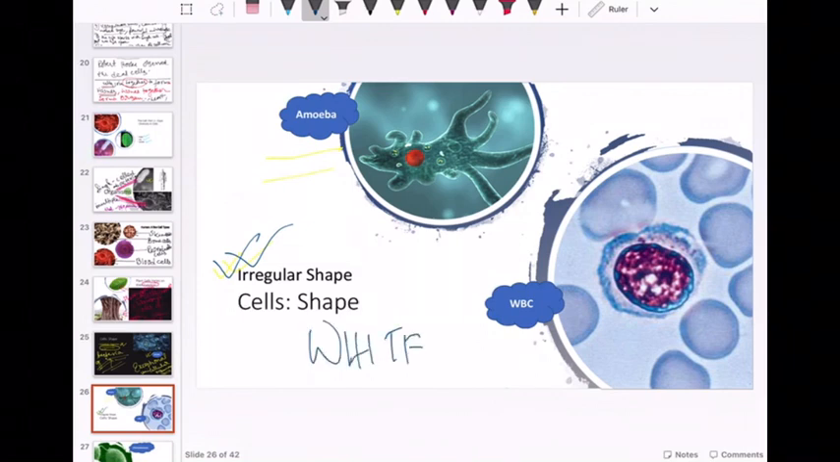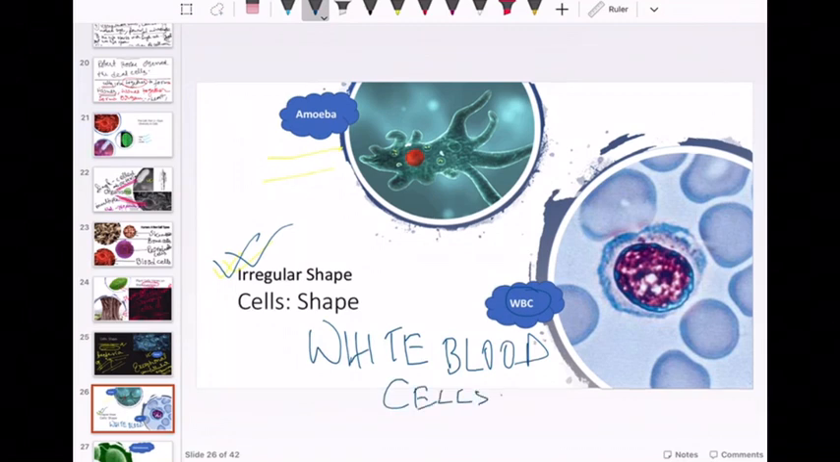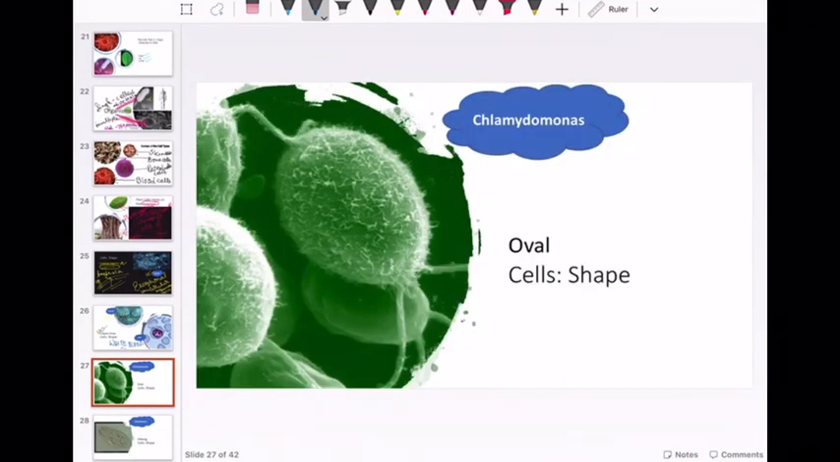And also the white blood cells, students. White blood cells, in short called WBC, in our body are also irregular in shape.